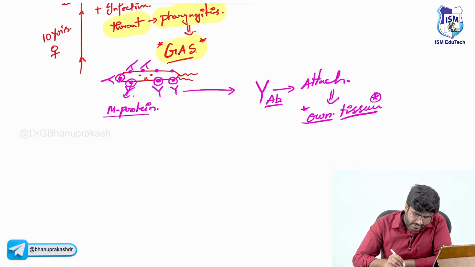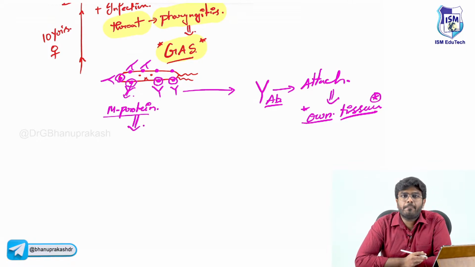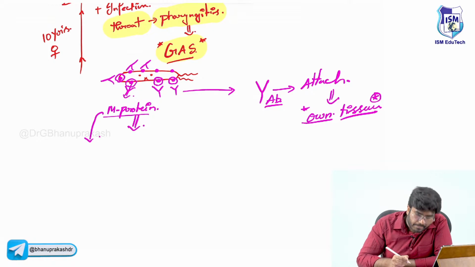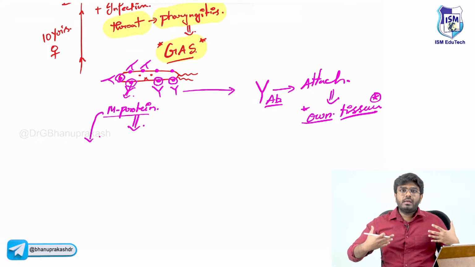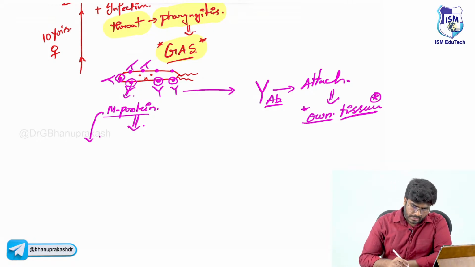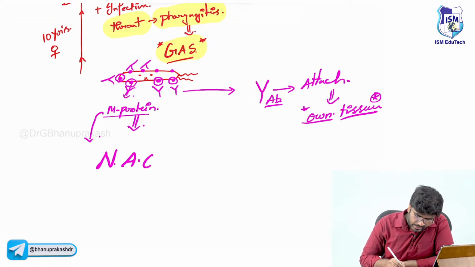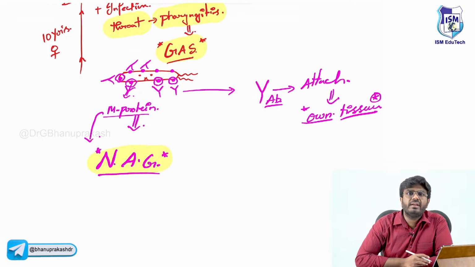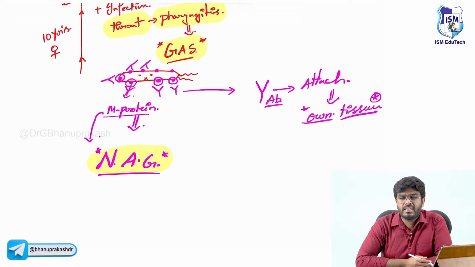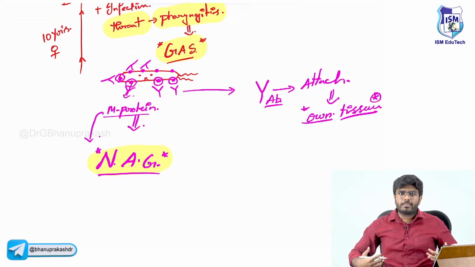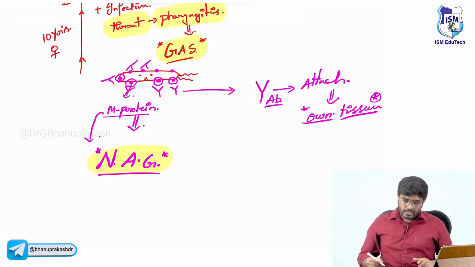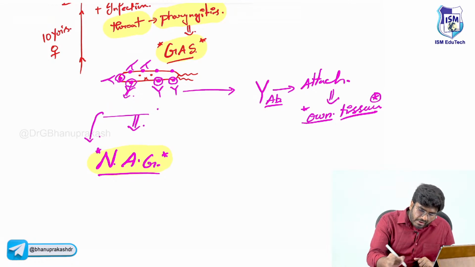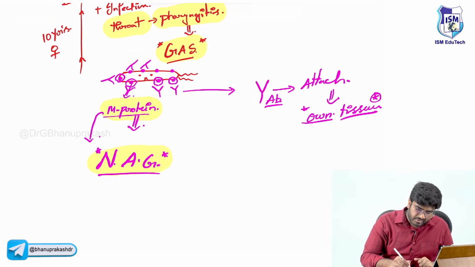Because this M protein present in the bacteria resembles N-acetyl glucosamine. In every cell of our body, there is this N-acetyl glucosamine present. Now, N-acetyl glucosamine and the M protein have a similar structure. They have the same structure.